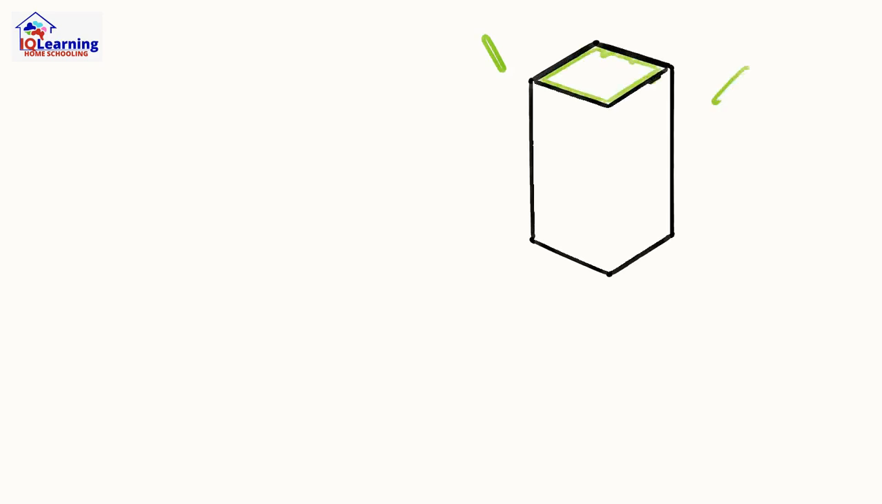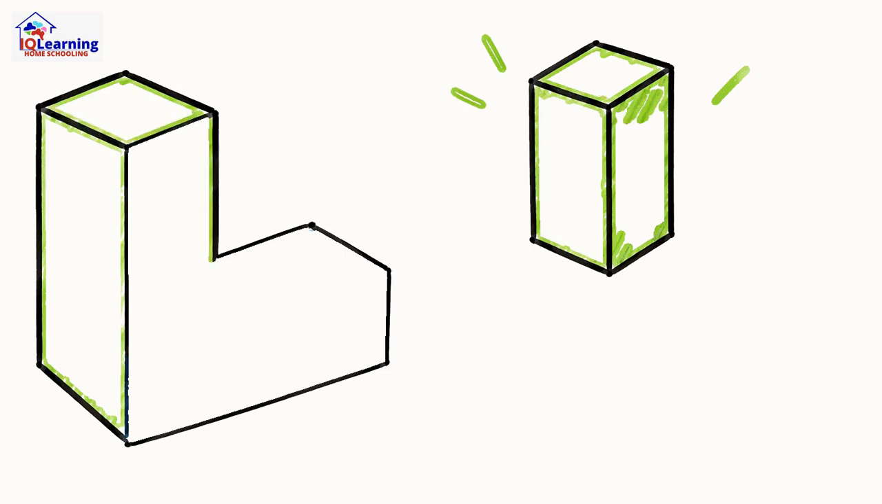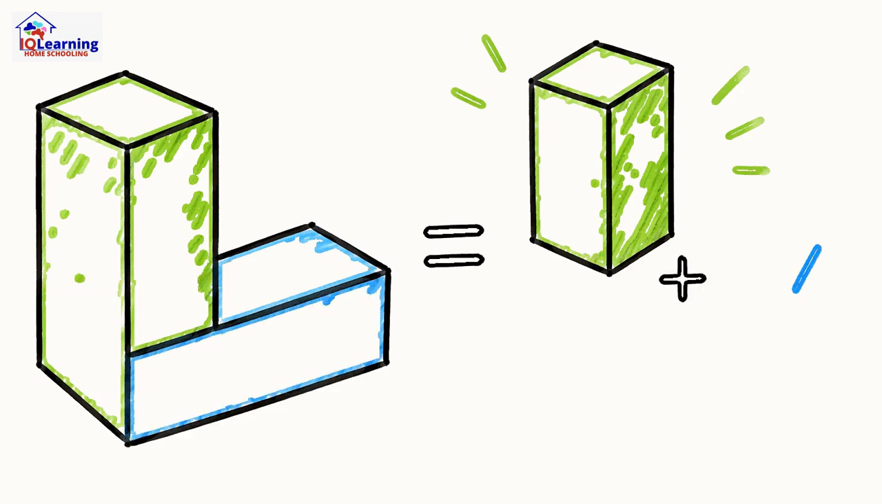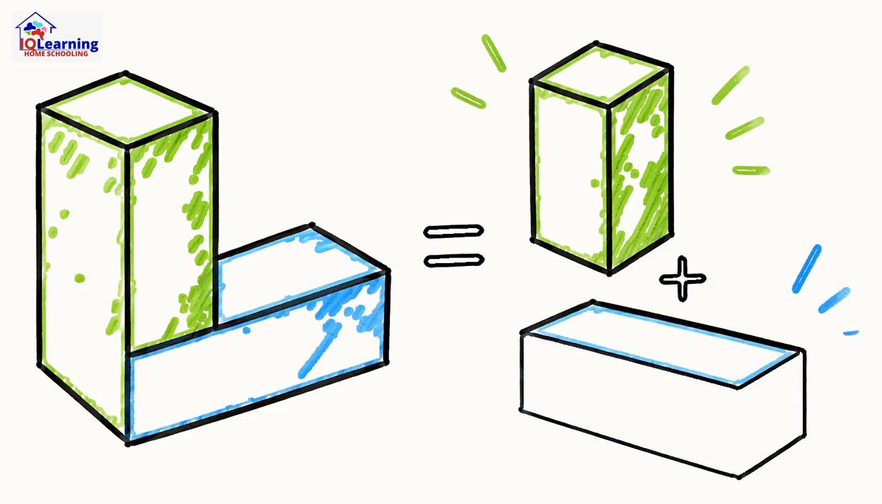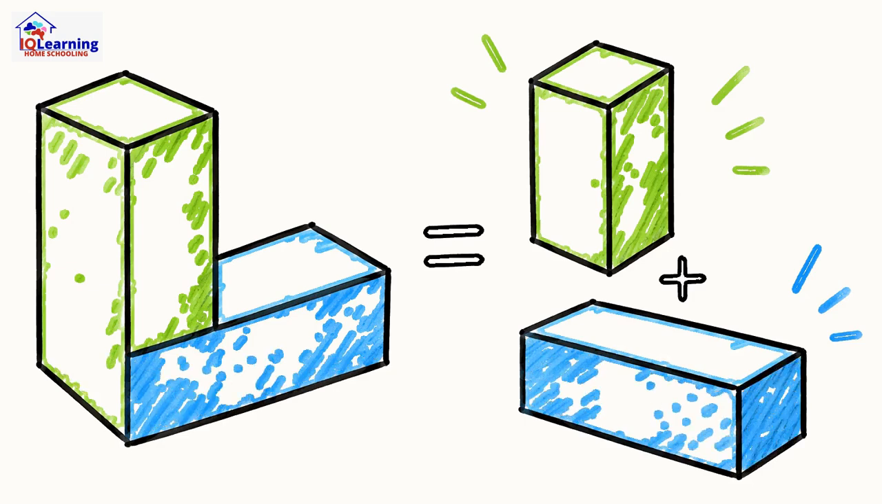Have you ever looked at a set of concrete steps or an L-shaped swimming pool and wondered how you'd measure the space inside? They look complicated, but the secret is simple. They're just basic boxes joined together. These are called compound prisms, and tackling them is easier than you think.